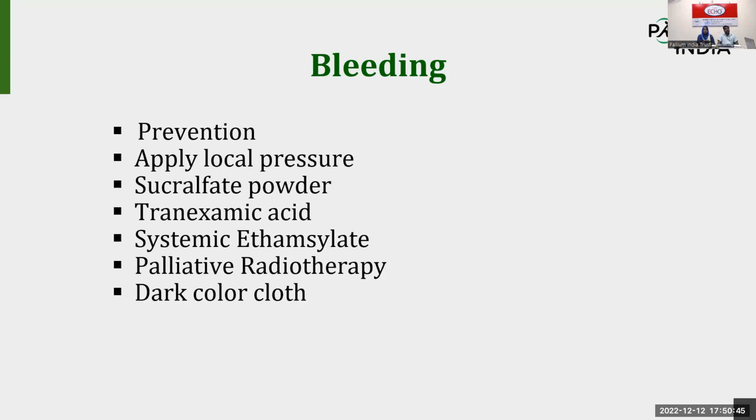Then, in injection form, if needed, we can use tranexamic acid. Systemic ethamsylate can be continued to control the bleeding. Palliative radiotherapy can also be suggested if needed to control bleeding. If we cannot control the bleeding at all, we should place dark colored cloth near the patient. It will reduce the fear of bleeding for the patient and the family. Next.